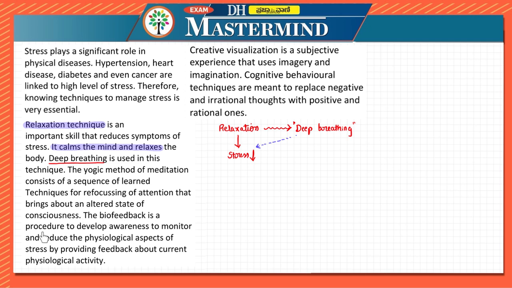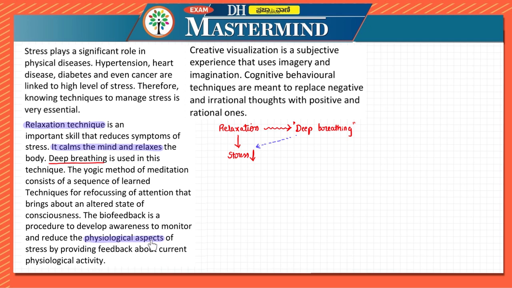The biofeedback is a procedure to develop awareness to monitor and reduce the physiological aspects. When I read about physiological aspects, I give another reading here because physiological aspect itself was a keyword for us. So, what is the procedure? Biofeedback. The body's feedback is the procedure to develop awareness to monitor and reduce the physiological aspects of stress by providing feedback about current physiological activity.